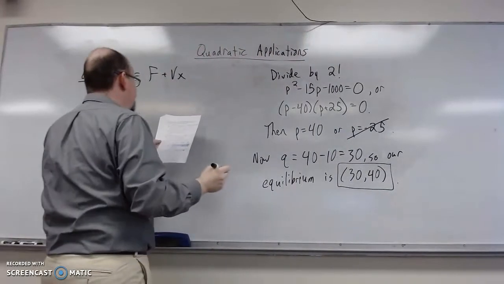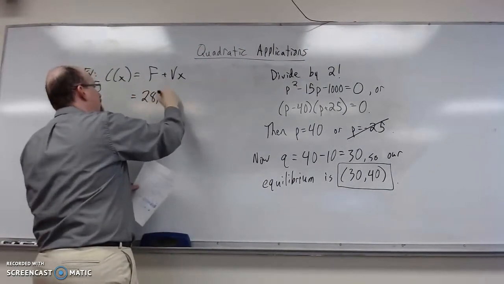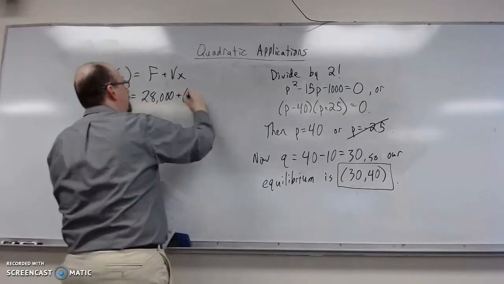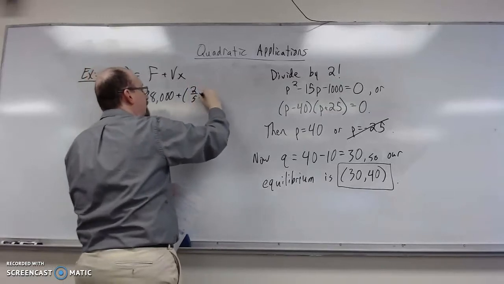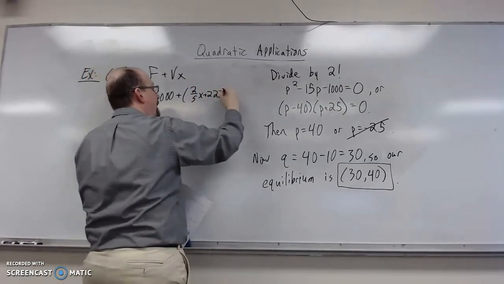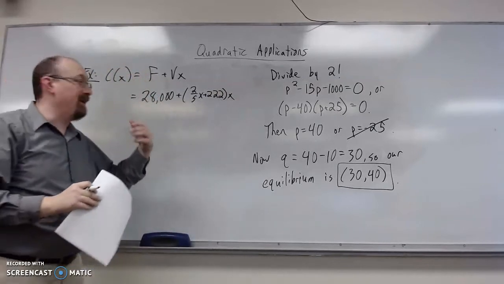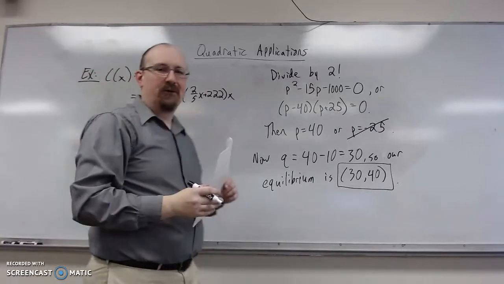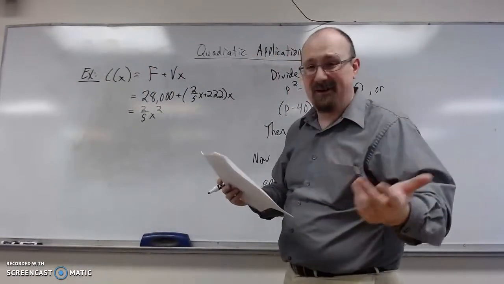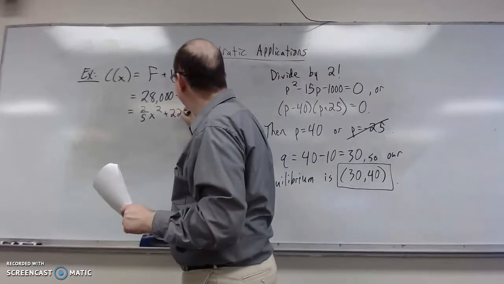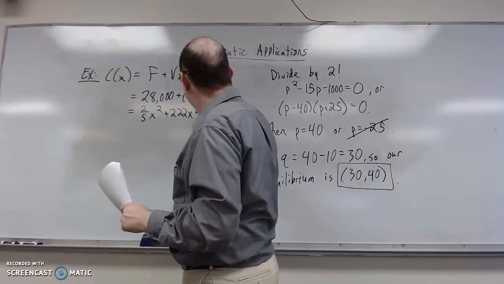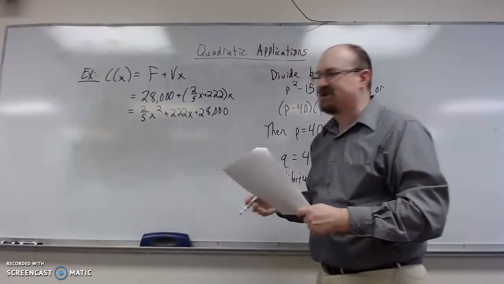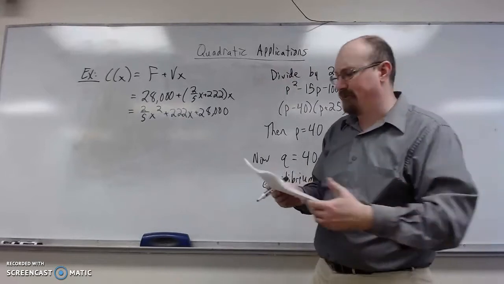So in this case, that ends up giving us 28,000 plus, then we take that 2/5 X plus 222, and we multiply that thing by X. So when we work this out, like I said, I like rearranging it so the X squared term is in the front. If you wanted to leave it in the back, you could. So there's my cost function this time around: 2/5 X squared plus 222X plus 28,000.